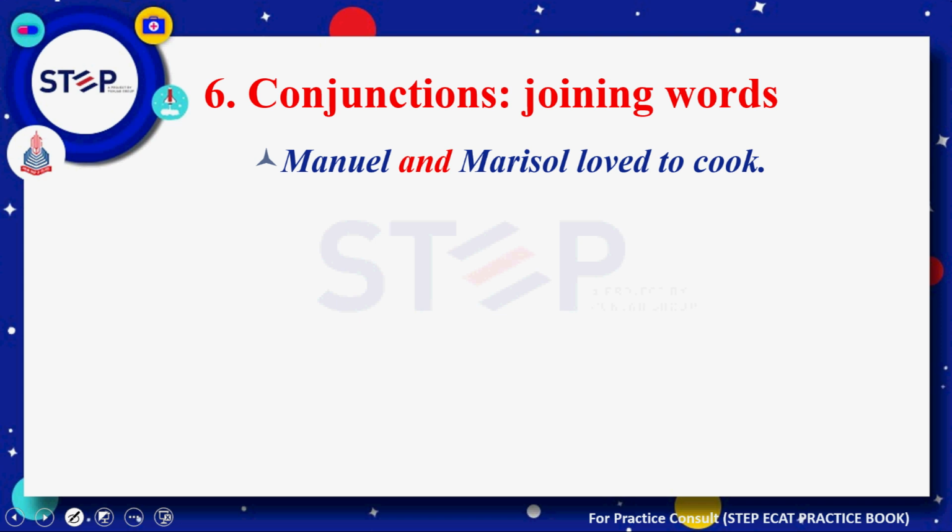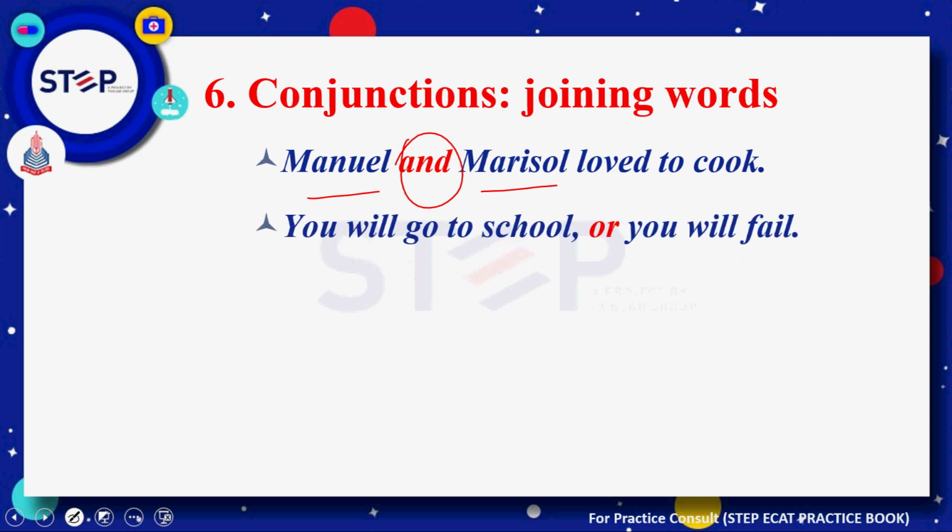Next is conjunction. Conjunctions are joining words, and they join words or phrases or clauses. Manuel and Marisol loved to cook. So these two nouns, proper nouns, are joined by and. Next, you'll go to school or. So this or is a conjunction. It's joining two groups of words.